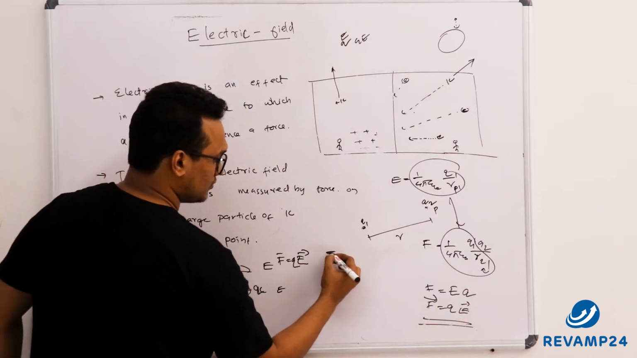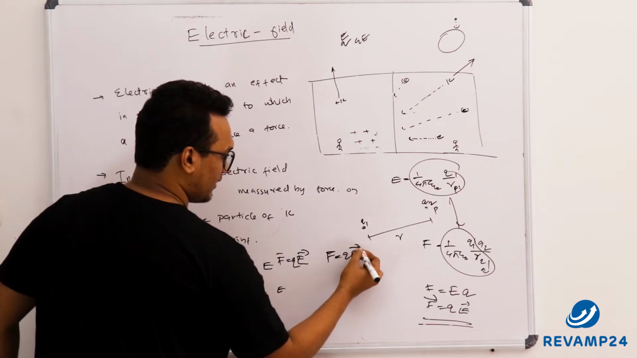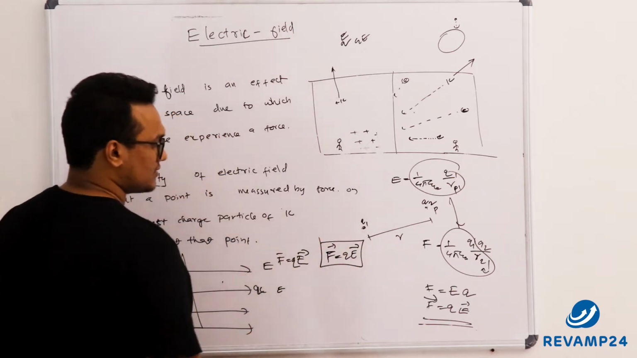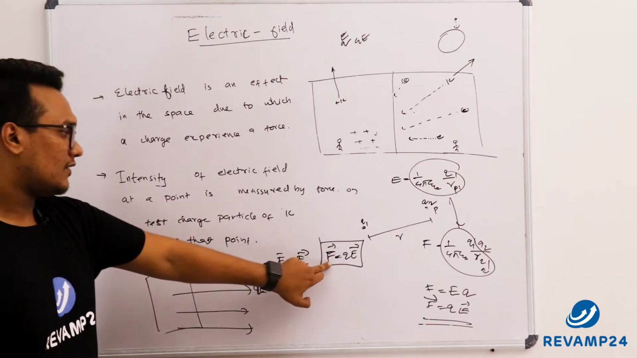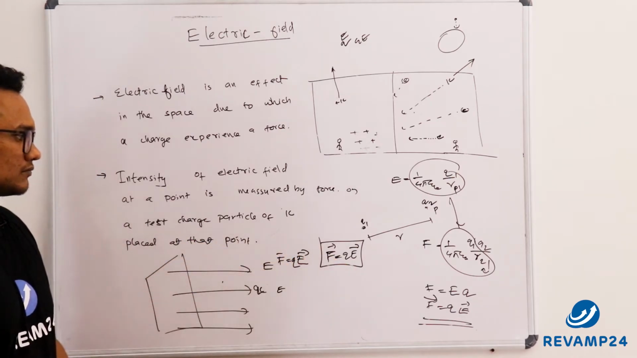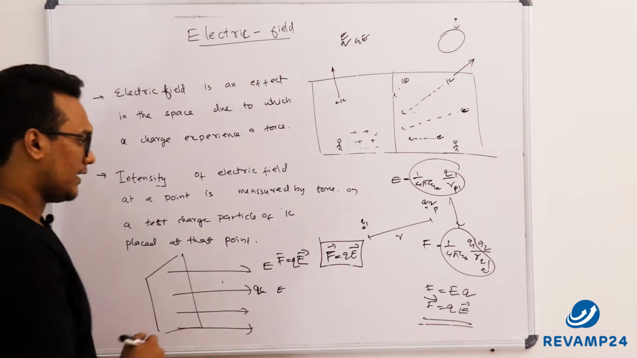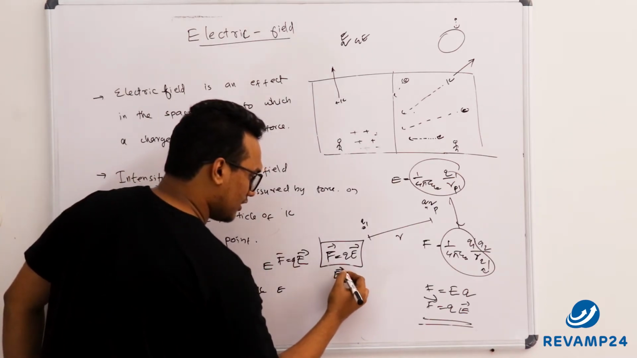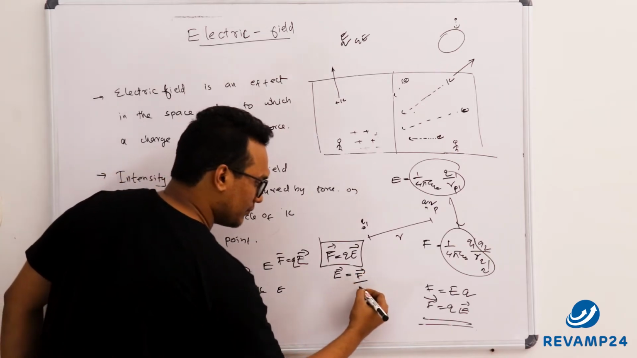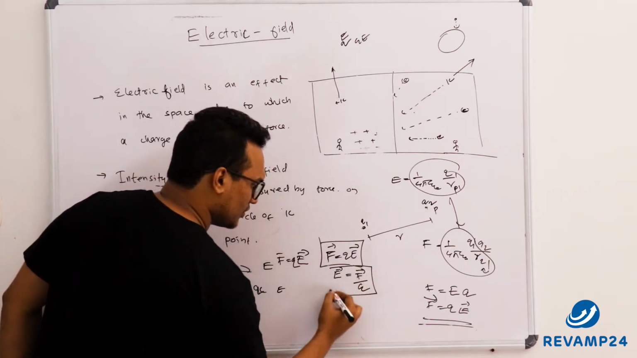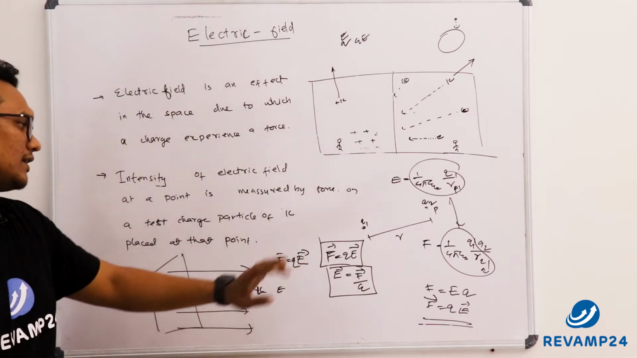F is equal to QE. Okay. This is very important. And one more thing. This is the value of force. Okay. And the value of electric field can be written as the force in between two charges divided by this thing. So you can have multiple equations for electric field.